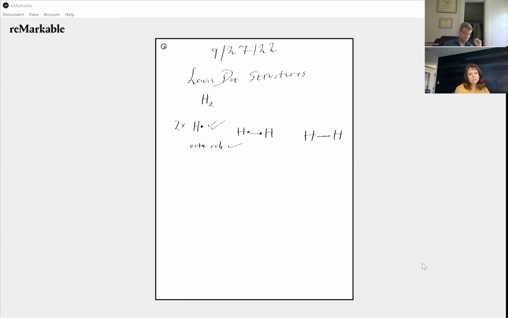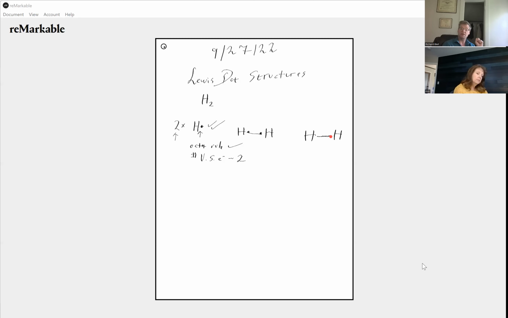The second rule is the total number of valence shell electrons. Okay. So hydrogen only has 1 valence shell electron, but we have 2 hydrogens. So 2 times 1 gives us 2 valence shell electrons. We cannot gain, we cannot lose electrons. So the question is, do we have exactly 2 electrons in our final Lewis dot structure?